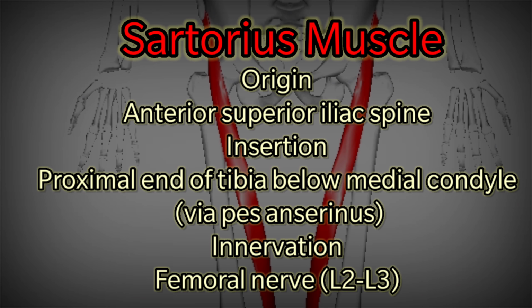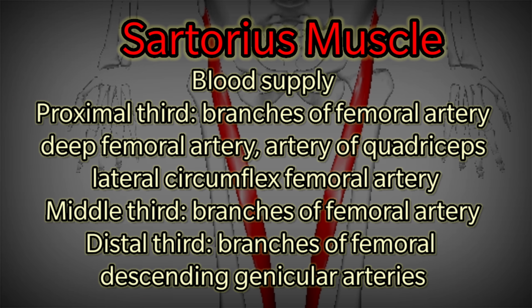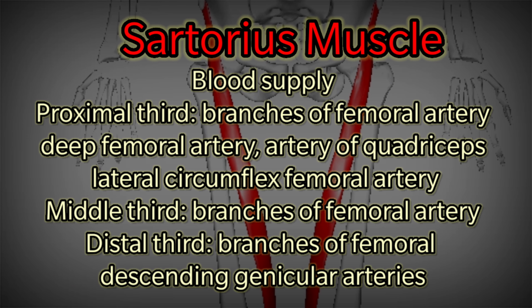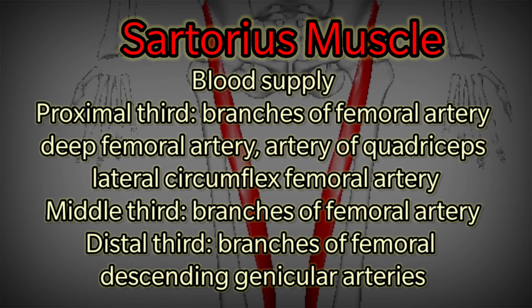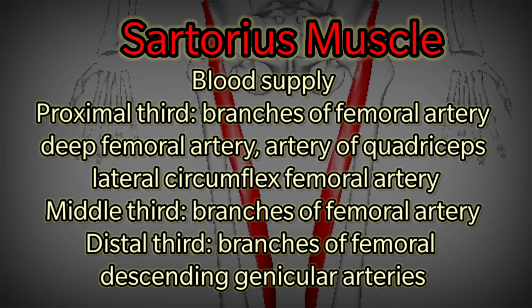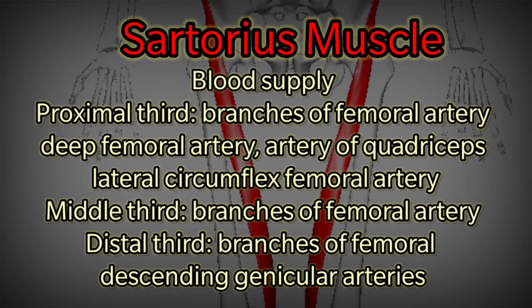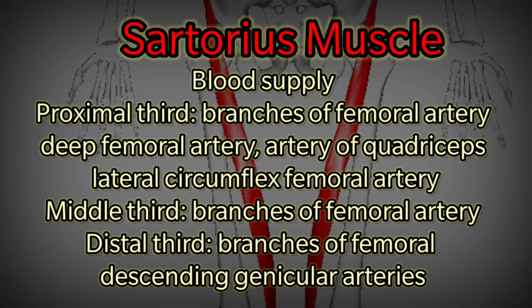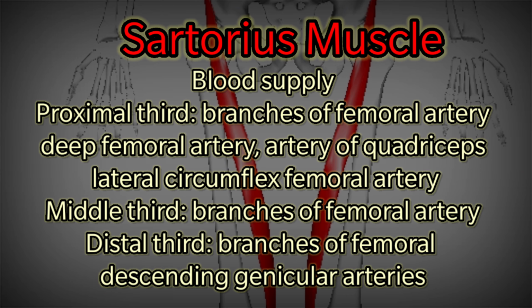Innervation: femoral nerve L2 to L3. Blood supply: the proximal third is supplied by branches of the femoral artery, deep femoral artery, artery of quadriceps, and lateral circumflex femoral artery; the middle third by branches of the femoral artery; and the distal third by branches of the femoral and descending genicular arteries.